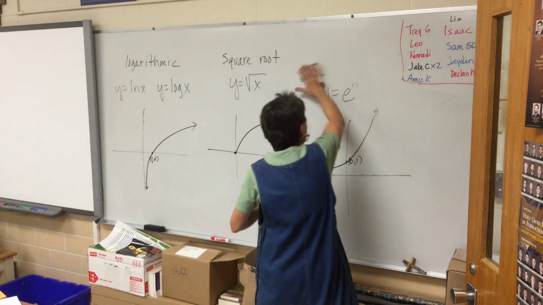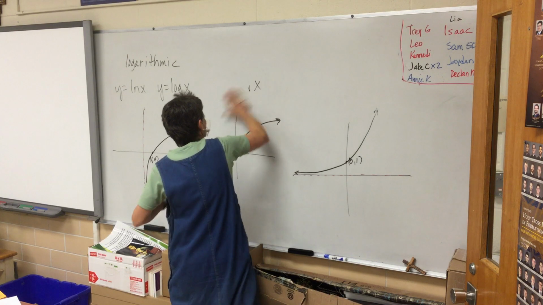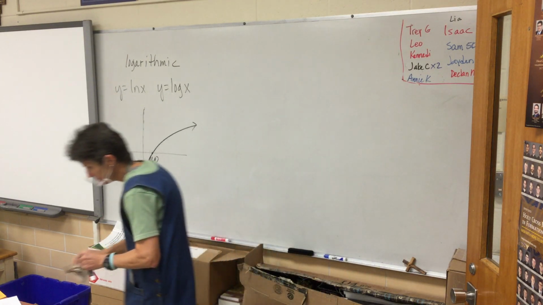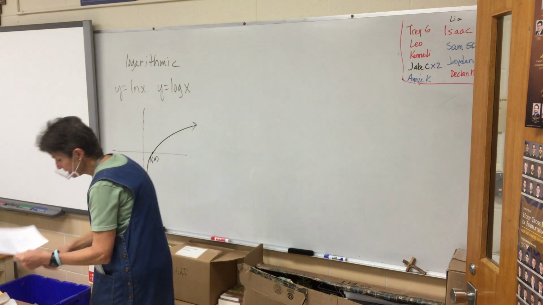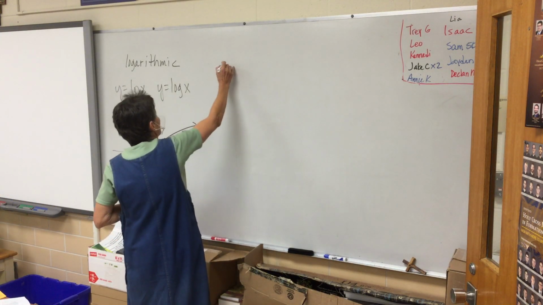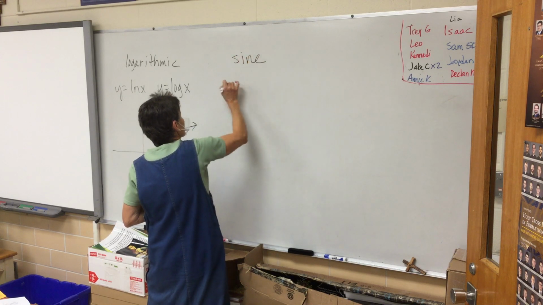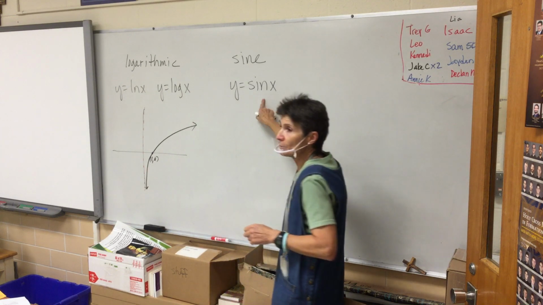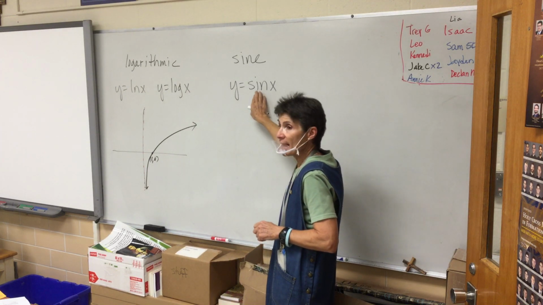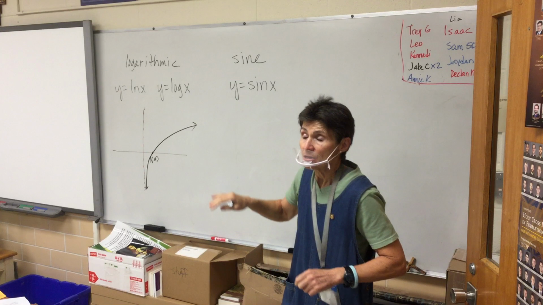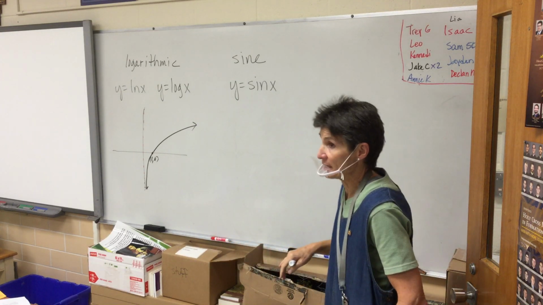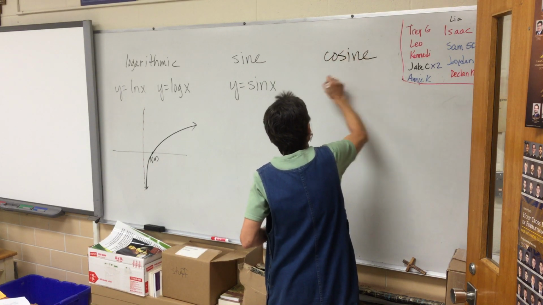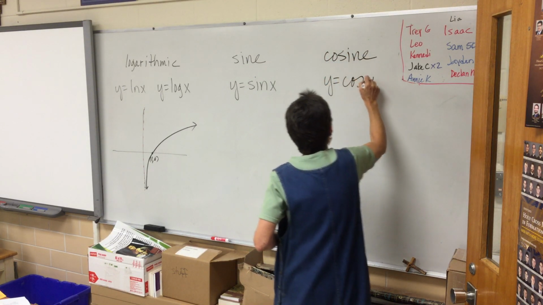All right, so next up, what do we got next? Sine and cosine. Okay, so the sine function is y equals sine x. Now I know we're in a religion classroom, but that is not sin, that is sine. So when we say that, we say sine. This is y equals sine x. And then the other one will be y equals cosine x.